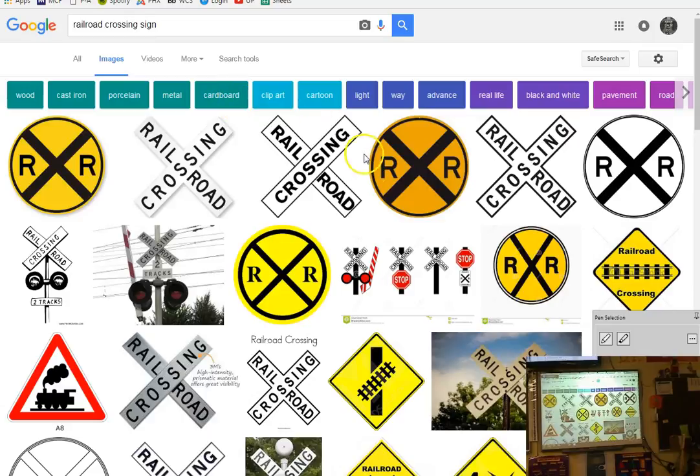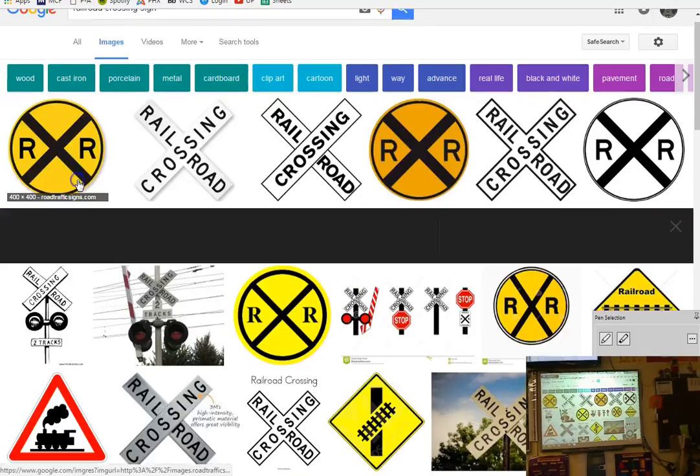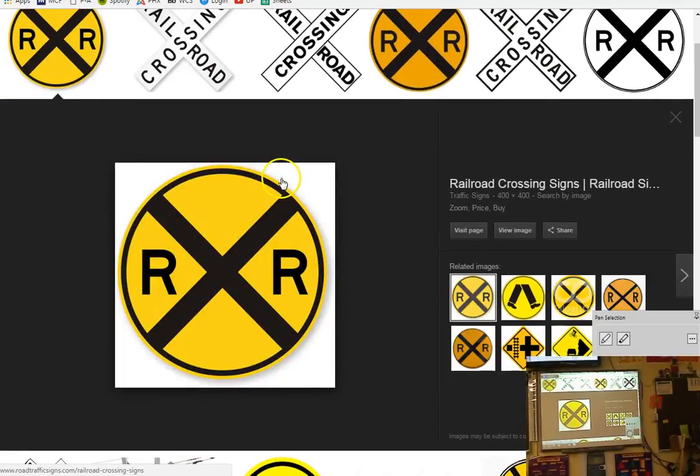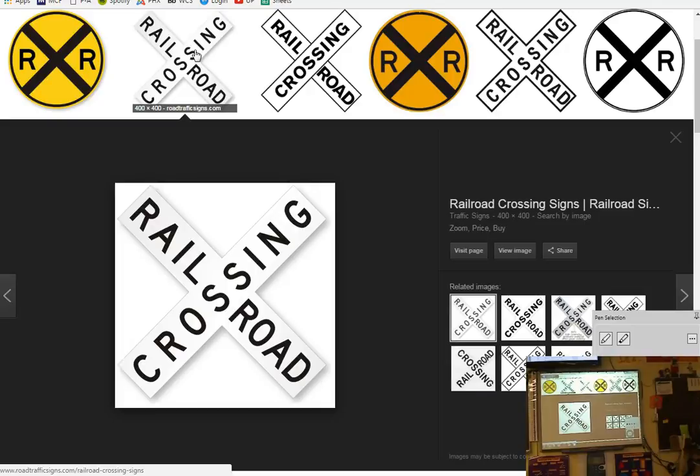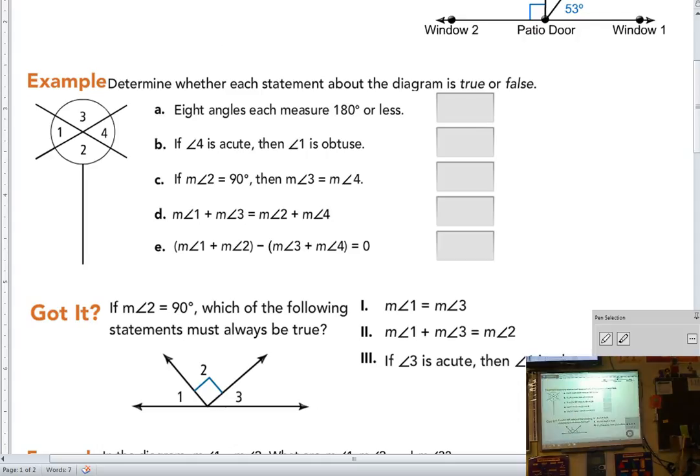Check it out. Every railroad crossing sign that is the circular kind has an X. It's like a caution sign. Now, other ones are just two flat signs that are crossed. Either way, that creates a special angle relationship.